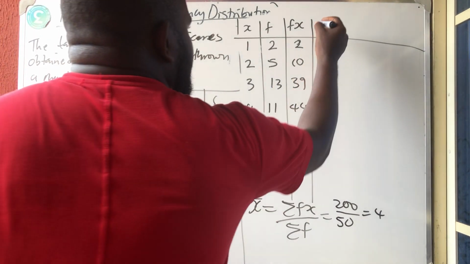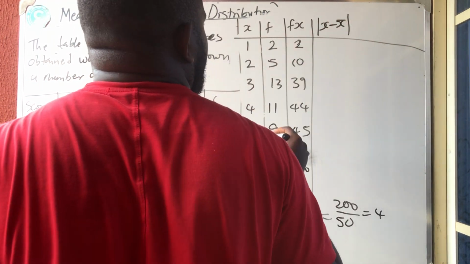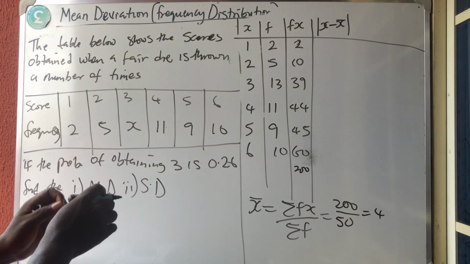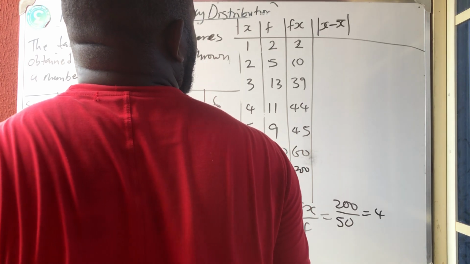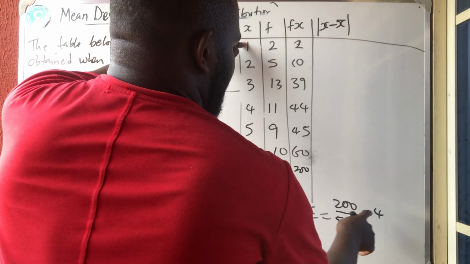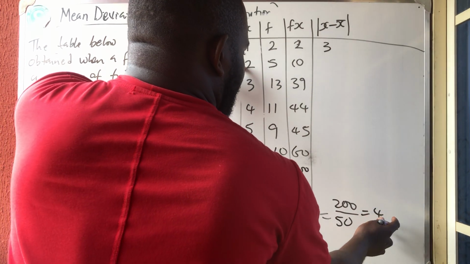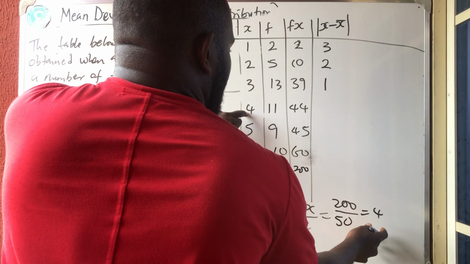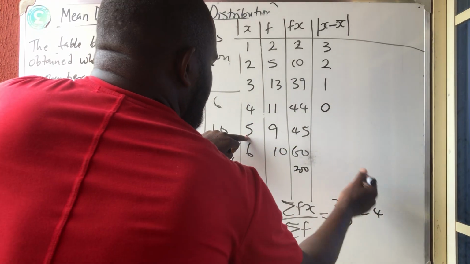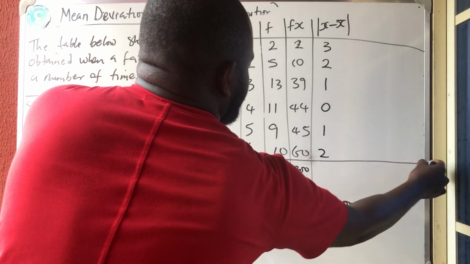So the next thing I need to have is the absolute value of each of them minus the mean. Don't forget, it will help me to calculate the mean deviation. So what do I have now? Each of them, that is 1 minus 4. I'm having 3. It's minus 3, but I'll take 3. 2 minus 4, 2. 3 minus 4, 1. 4 minus 4, 0. 5 minus 4, 1. 6 minus 4, 2. Okay?